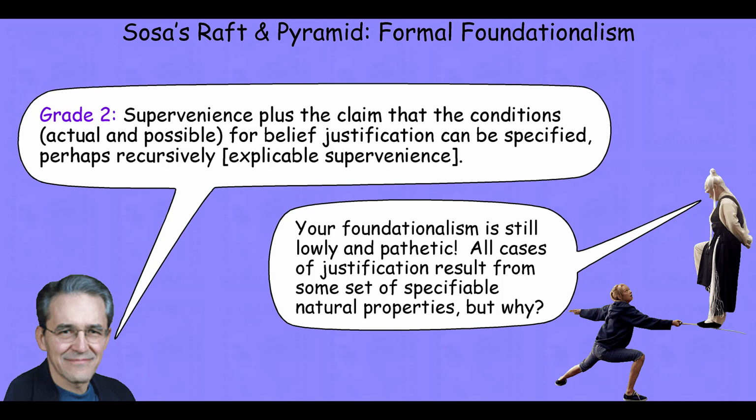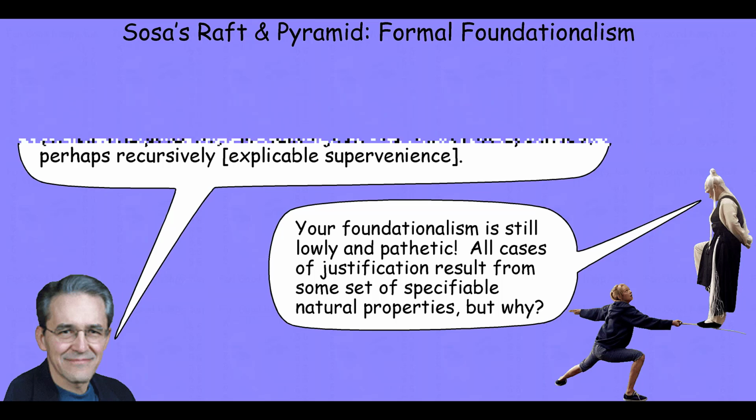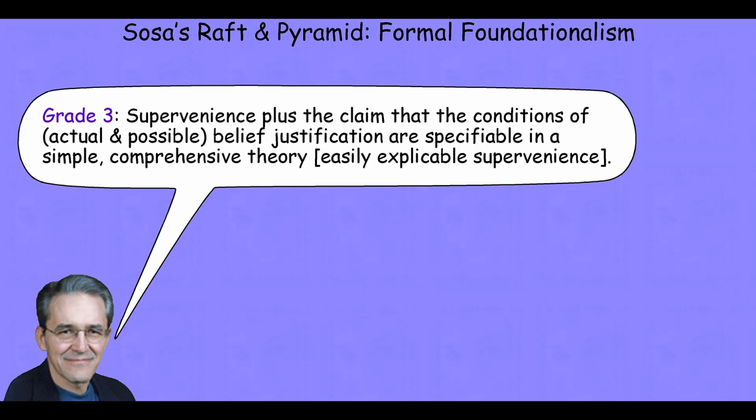What is it to know? To have these properties. I'm justified, I'm true, I'm a belief. Why? Got me. Finally, there is grade 3. And grade 3 supervenience, or formal foundationalism, says, look, I tell how it is that a belief can realize justification, be justified, and in addition to that, I specify or I make claims that the conditions actual or possible for belief justification are specifiable in a simple, comprehensive theory.